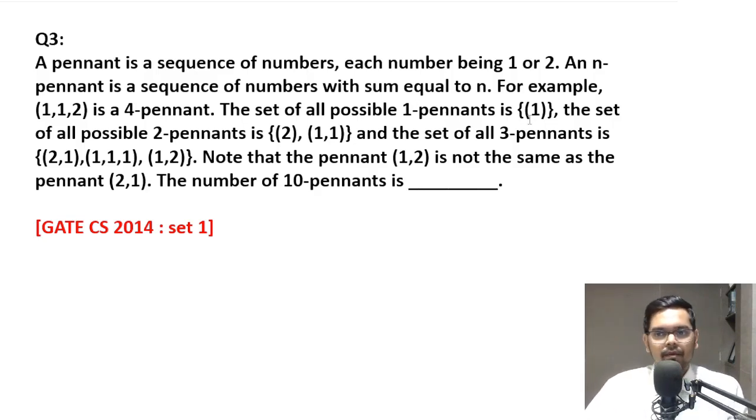1-pennant, 1 ordered pair, right? 2-pennant, 2 ordered pairs. And then 3-pennant, we have 3 ordered pairs. So 10-pennant, 10 ordered pairs. Very good. That is the wrong answer. Use logic to get the answer.